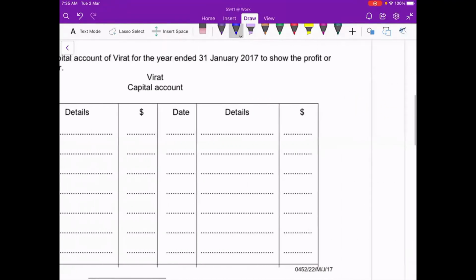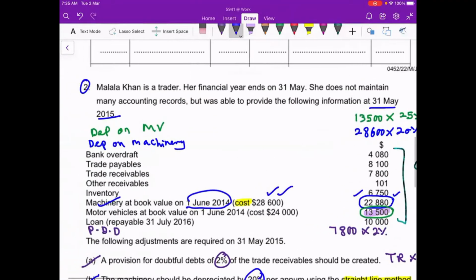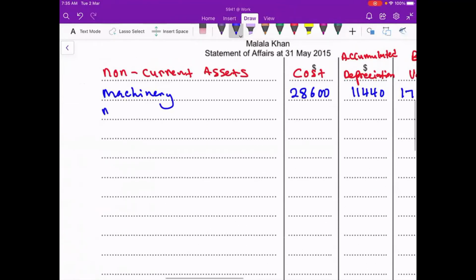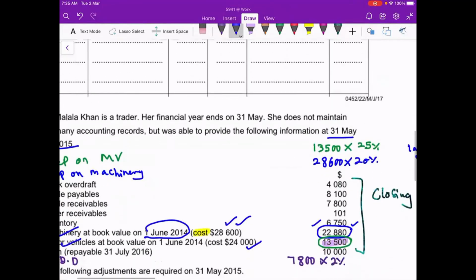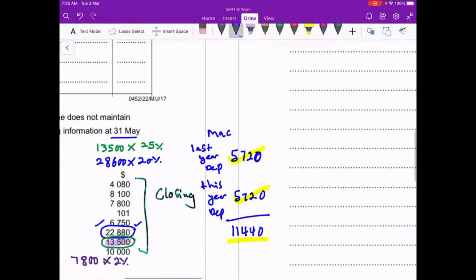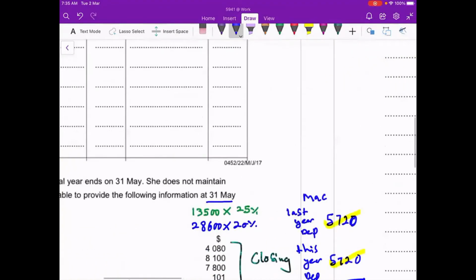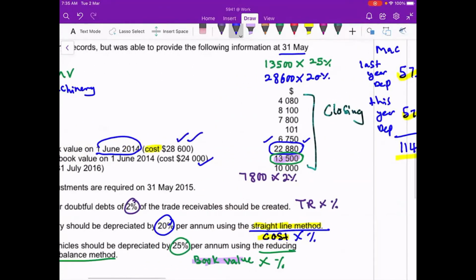After that, the next non-current asset that I can see is motor vehicle. Same way, my motor vehicle cost is 24,000. I go right here, motor vehicle, 24,000. How much is the accumulated depreciation? We will use the same way. So first we calculate last year's.